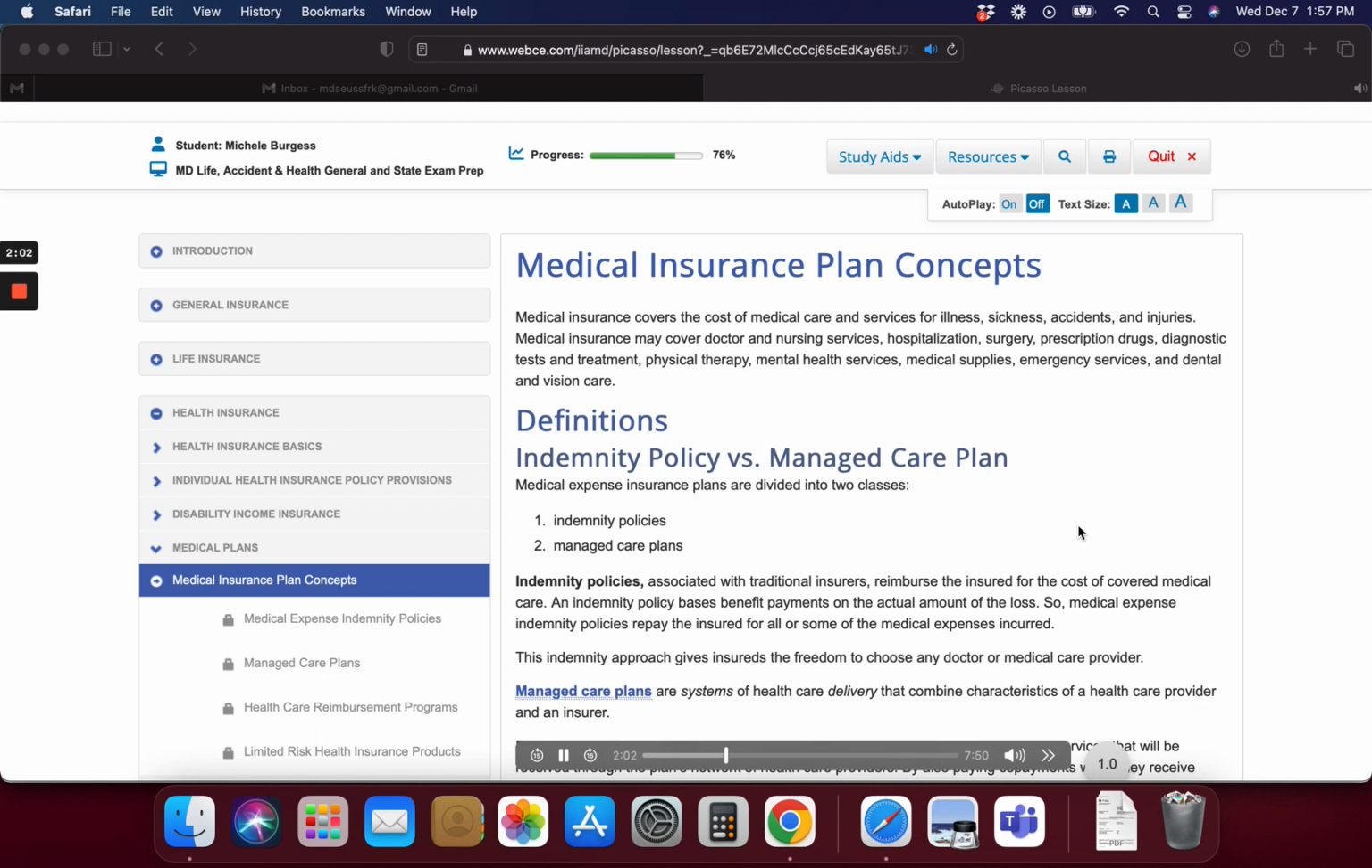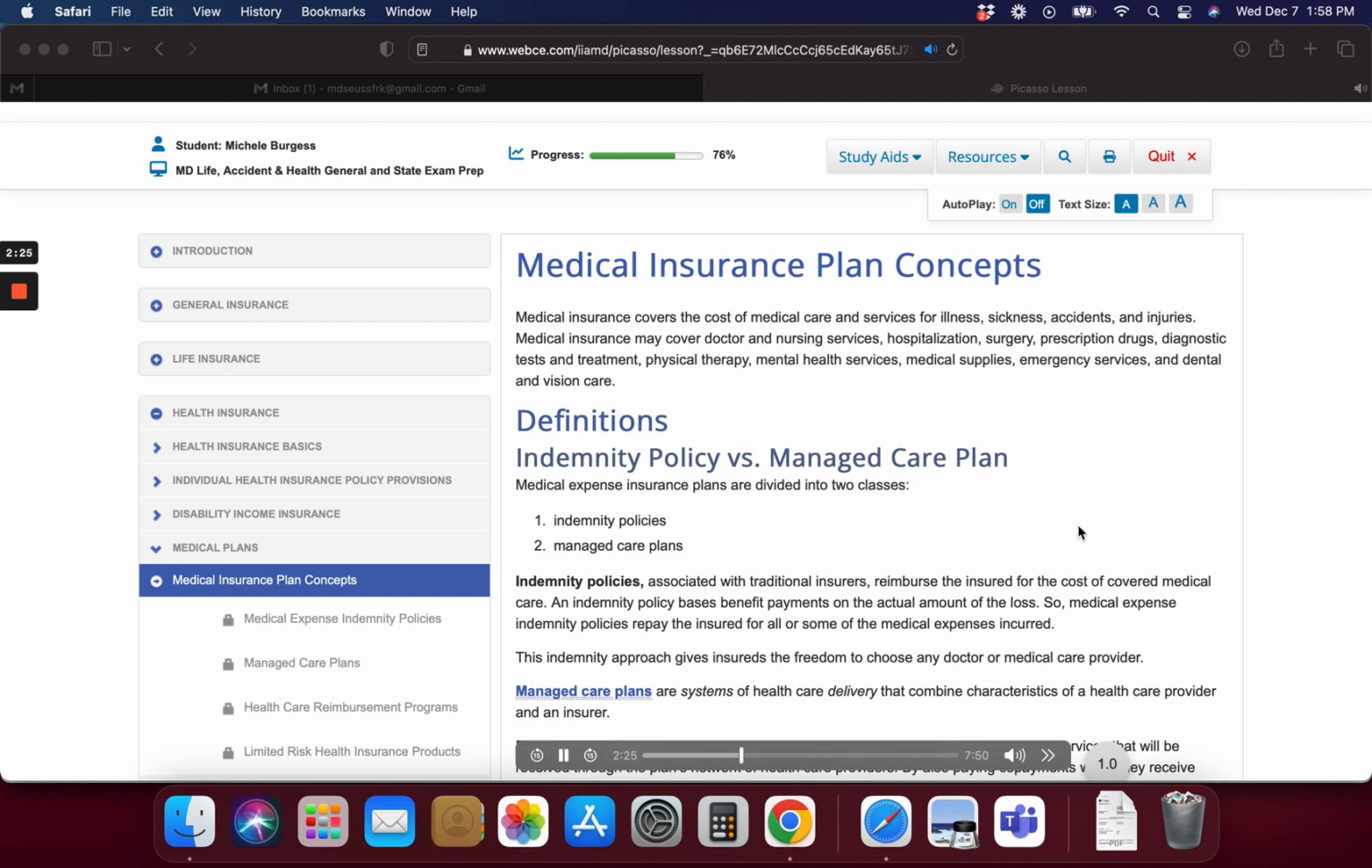Insureds versus subscribers/members. A person covered by a medical expense insurance plan is an insured or a member. A person covered by a traditional indemnity policy is an insured. A person covered by a managed care plan, such as a Blue Cross and Blue Shield plan or HMO, is a member, subscriber, or participant.